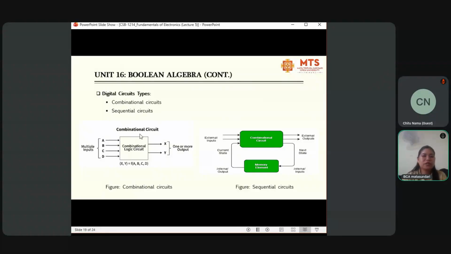Combinational circuit means multiple inputs will be there. Then it will combine the logic circuit in this way, and the output can be one or more outputs. This is a combinational circuit. In sequential, what happens? The same, but it is combined with a memory element. After the combinational circuit, you see next state, internal input, memory element, internal output, then current state. So it becomes a loop. Then it will be a sequential circuit.